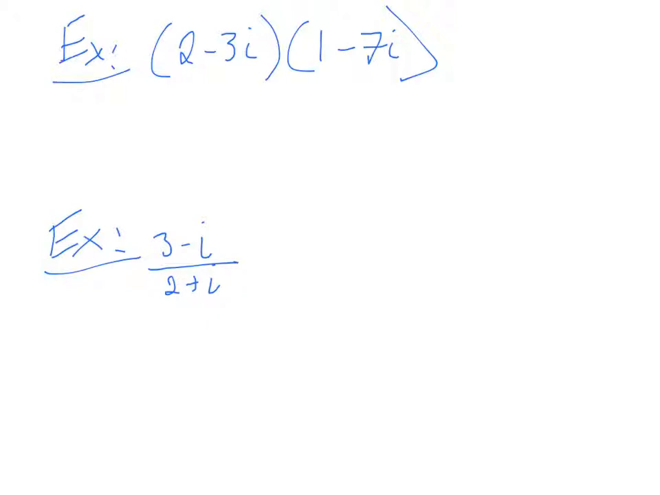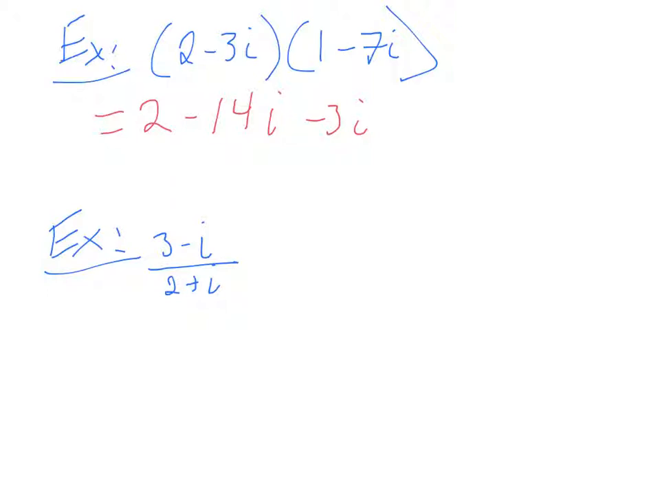All right. This first one here, we're going to FOIL it, right? So first, outer, inner, and last. Let's go ahead and multiply it first. First will give me 2. Outer, 2 times negative 7i will be negative 14i. Inner, negative 3i. And last, negative 3 times negative 7 is positive 21, right?